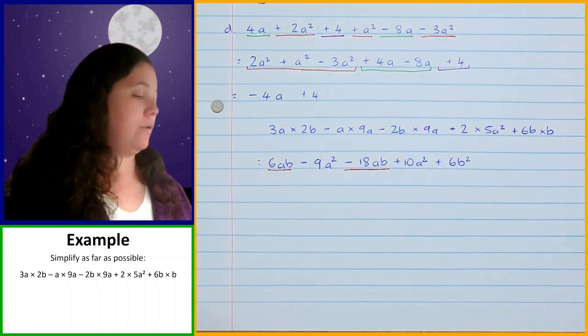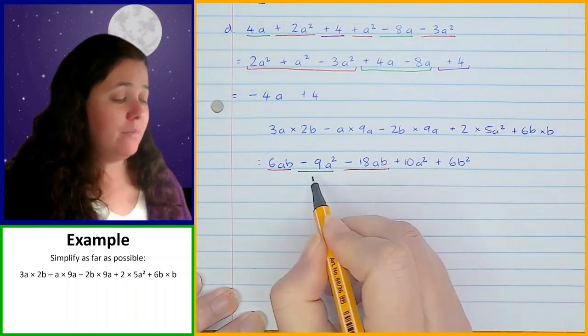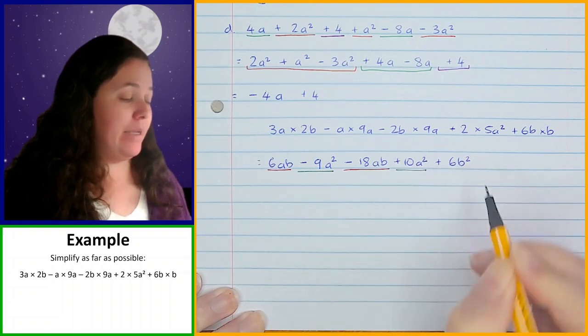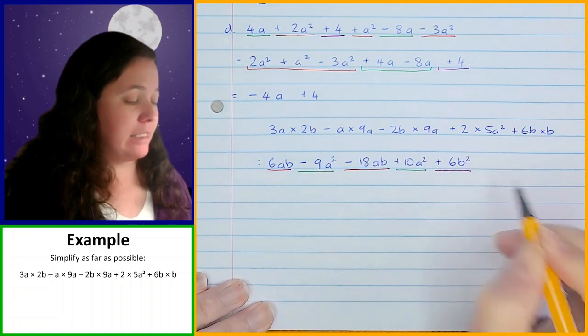Okay, then next I've got minus 9a squared. So I'm looking now for a squareds. So here I've got plus 10a squared, and then b squared is different. And then over here I've got my plus 6b squared.